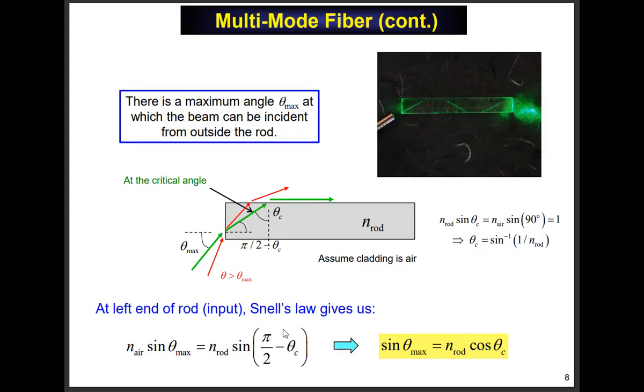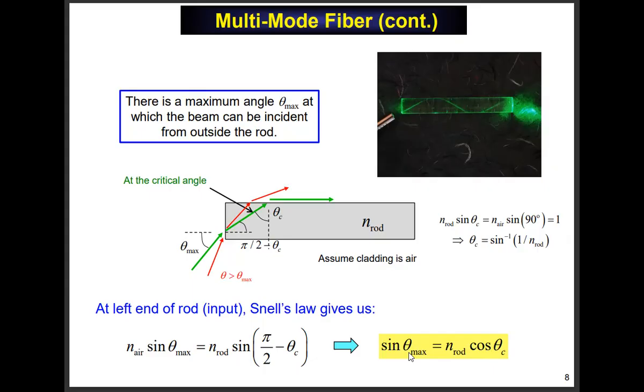So pi over 2 minus theta c. Now, sine of pi over 2 minus something is cosine. So hence this equation, and then n air is 1 again, right? So this equation reduces down to this. Now, remember, I've already calculated theta c first. So that's known, and now I can calculate theta max, right?